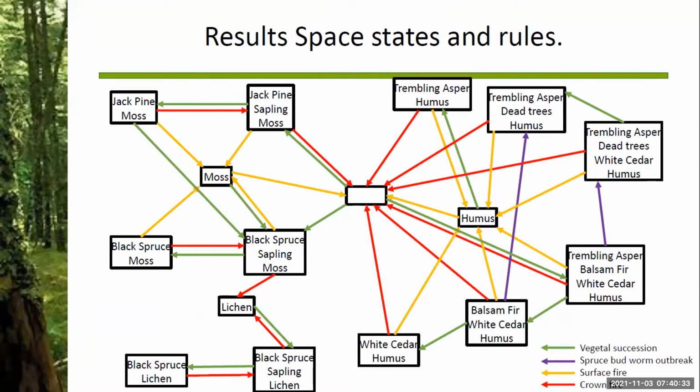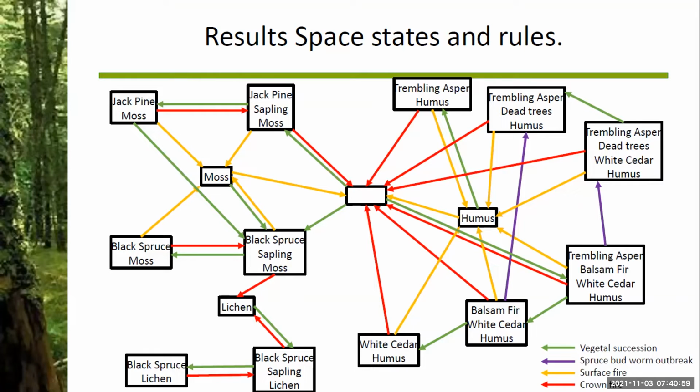If I run my model, I have some results that look like this. It's a full state space with all arrows representing a transition and rules, and you can see 4 types of rules. In green, the vegetal succession and the vegetal growth. The second one is the spruce budworm outbreak in purple. In yellow, you have the surface fire, and in red, the crown fire.